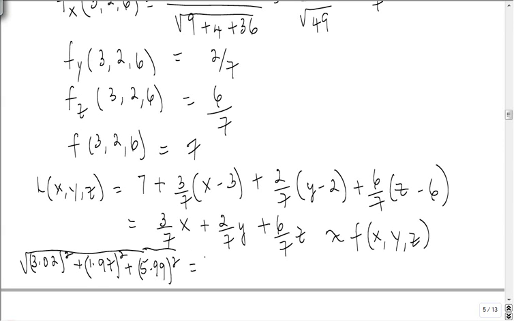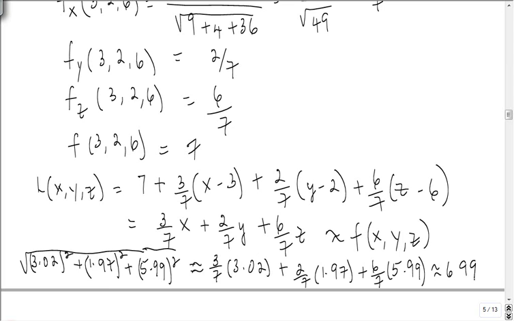So this is approximately equal to 3/7 times 3.02 plus 2/7 times 1.97 plus 6/7 times 5.99, which is approximately equal to 6.9914. And if you want, you can check your calculator to see what's the square root of the sum of these squares. Hopefully they're close.